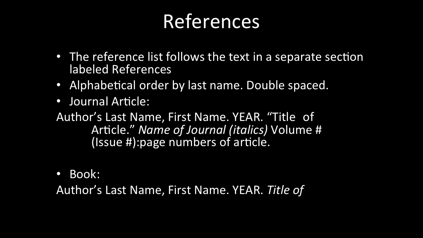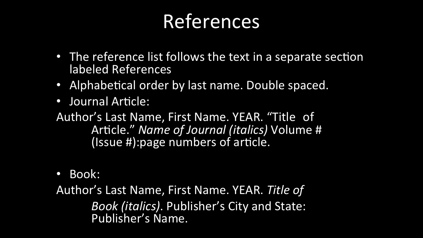To cite a book, you use the author's last name, first name, year, title of the book in italics, not quotations, the publisher's city and state, and the publisher's name following a colon.